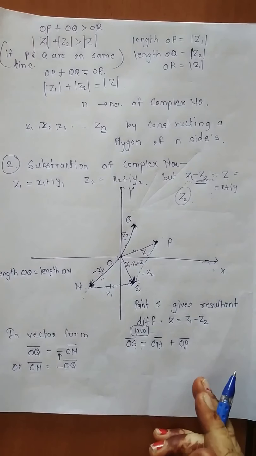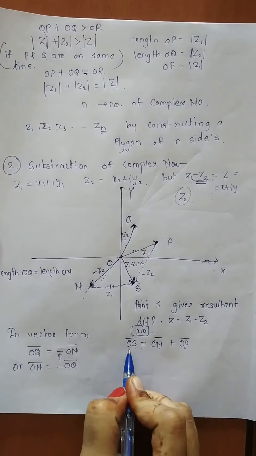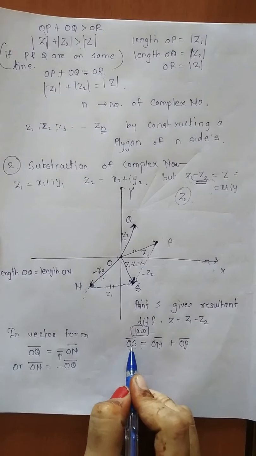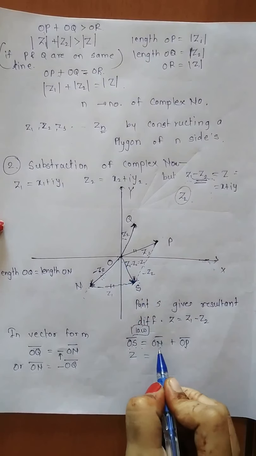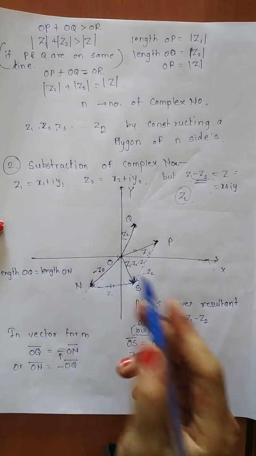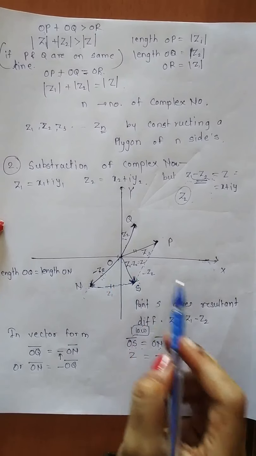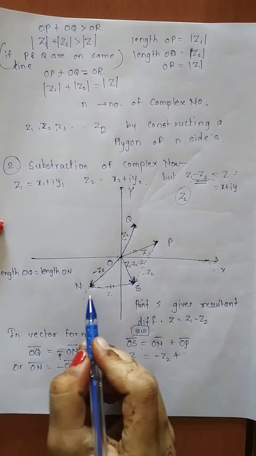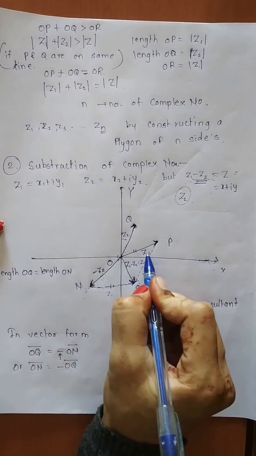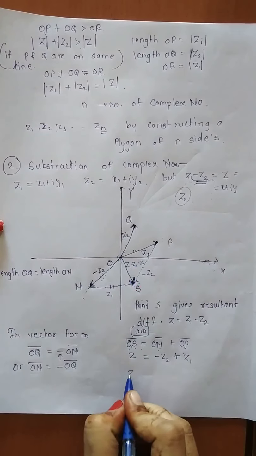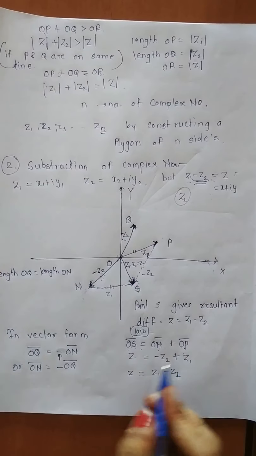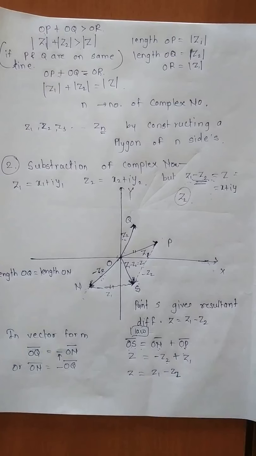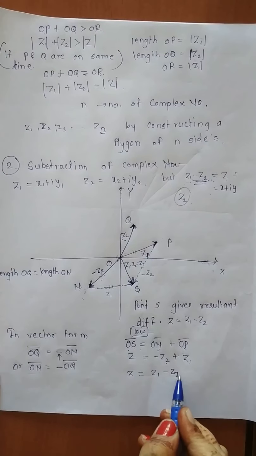Now according to this law, the vector OS is nothing but what now? Z. Then vector ON is what? ON is minus Z2, and OP, this is our OP, which is nothing but Z1. This means what? Z is equal to Z1 minus Z2, right? This is negative. So subtraction is given by Z is equal to Z1 minus Z2.